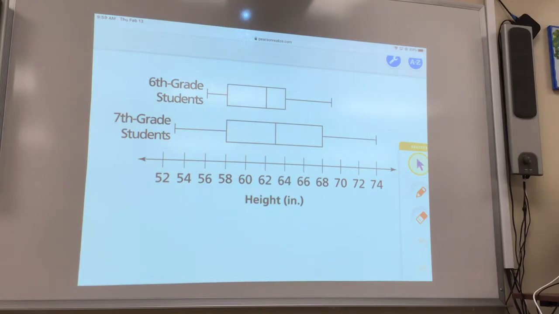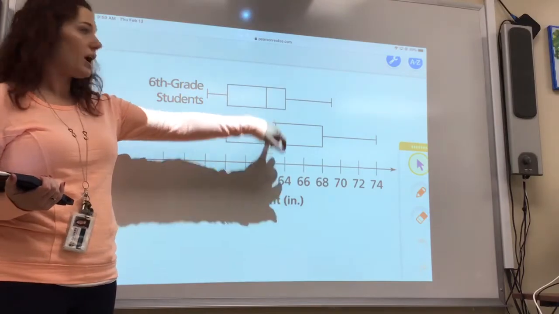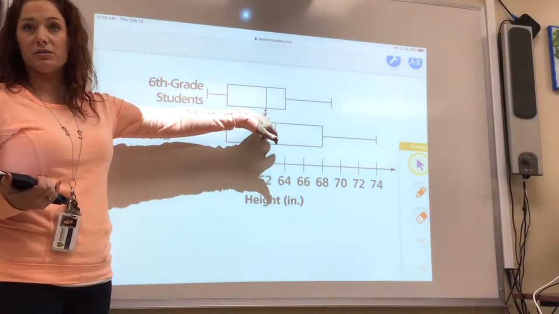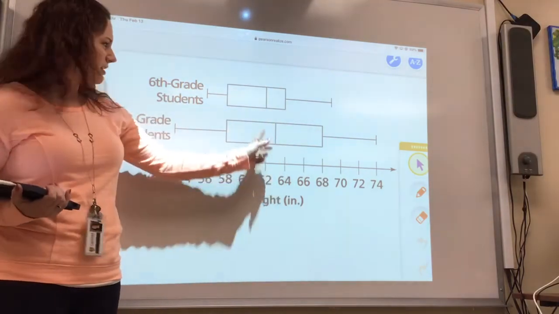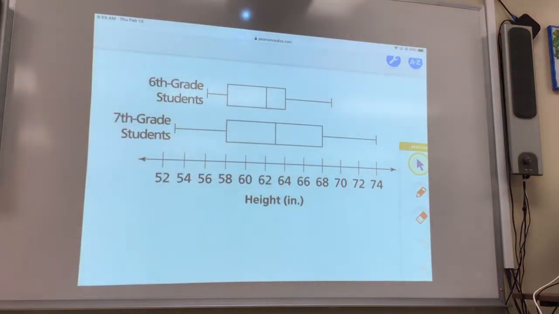What could be your comparative inference about the medians? Mateo? There's more 7th graders that are taller. The median tells us that 7th grade students are taller than the 6th grade students. But not by much, right? They're really not very far apart. But we could say that the median tells us that the 7th grade students are generally taller than the 6th grade students. What about variability?